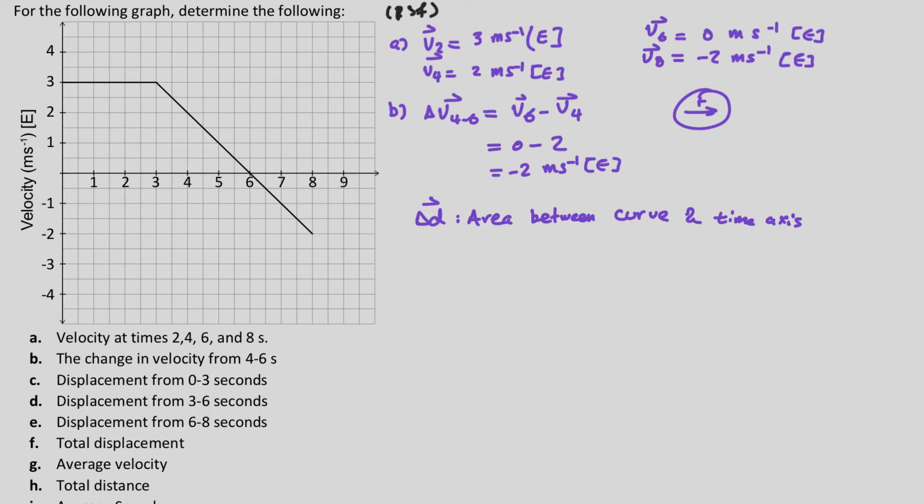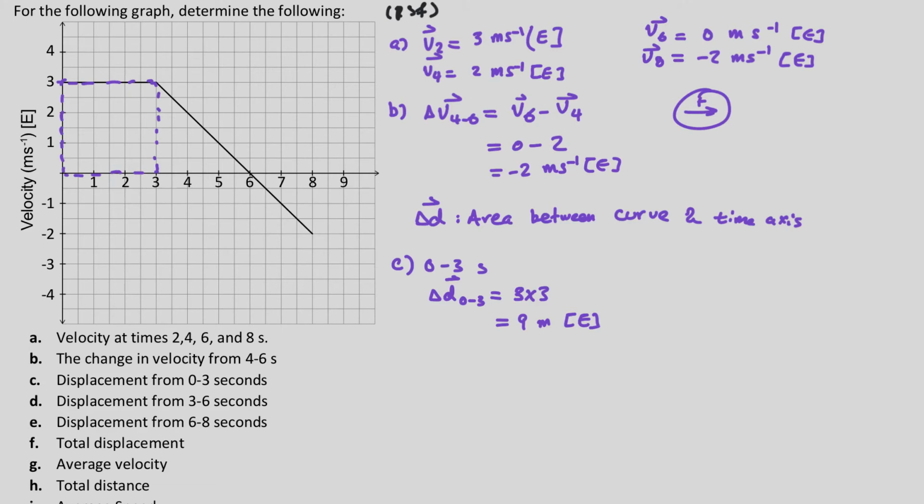So let's do that for the different time periods. I'll use different colors to signify them. For part C, we're looking from 0 to 3 seconds, so that's this area over here. This area is a square, and the displacement from 0 to 3 seconds is going to equal that area, which is 3 times 3, and that's going to give me 9 meters, in the positive direction, the east direction.